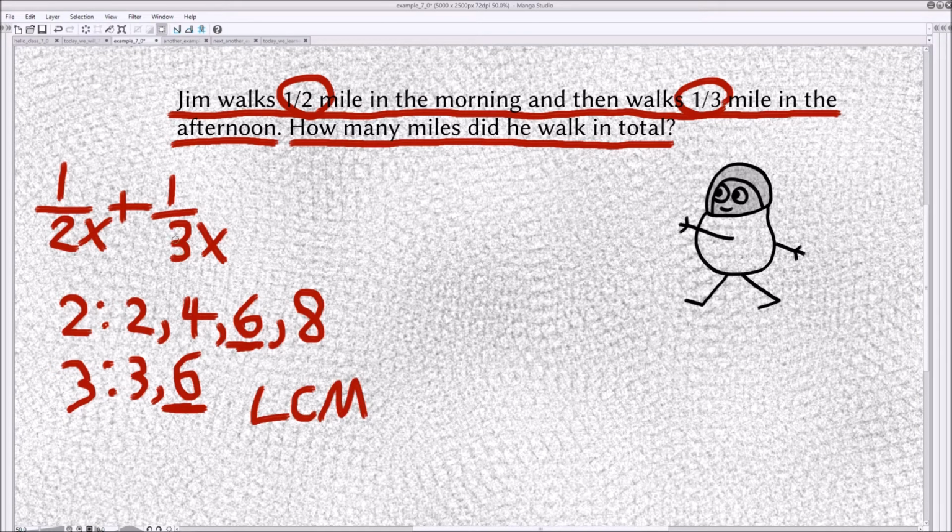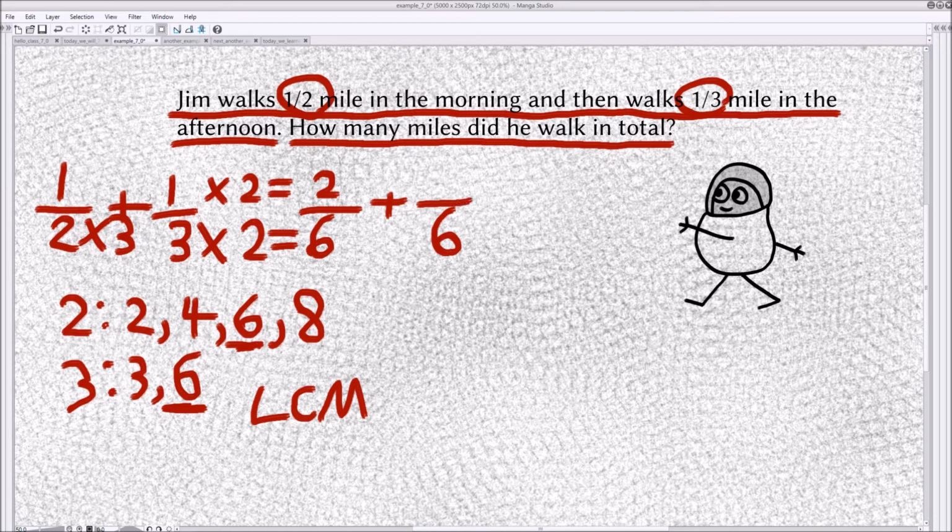So we can multiply 3 by 2, and it gives us 6 for our denominator. And remember, we have to do this to the top as well, our numerator. So 1 times 2 equals 2. Now, 2 times 3 equals 6. We'll put that over here for the other fraction. We also need to multiply the top times 3. 1 times 3 equals 3. So we have 2/6 plus 3/6.